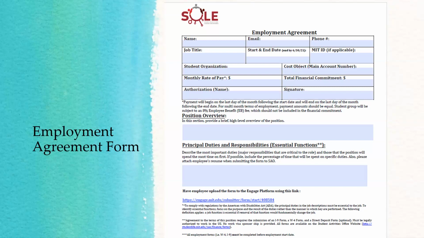So again, the authorization name should be a financial signatory, and then the signature of the financial signatory of the group. You just want to describe the position, and both of these fields ask for what they'll be doing, just an overview of what they'll be doing.